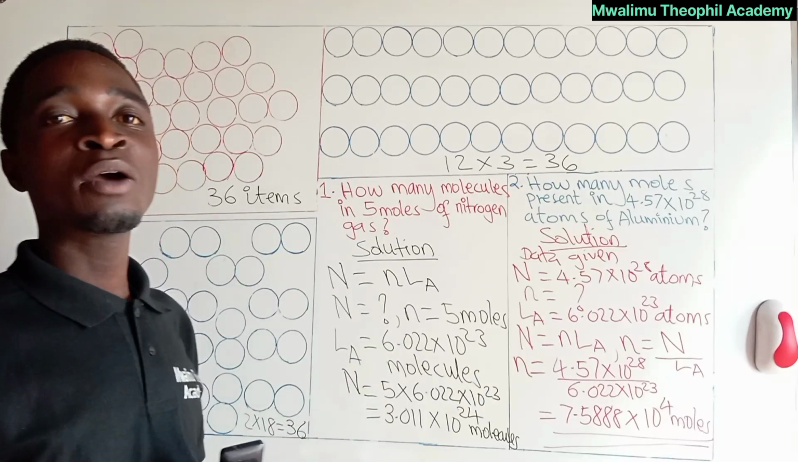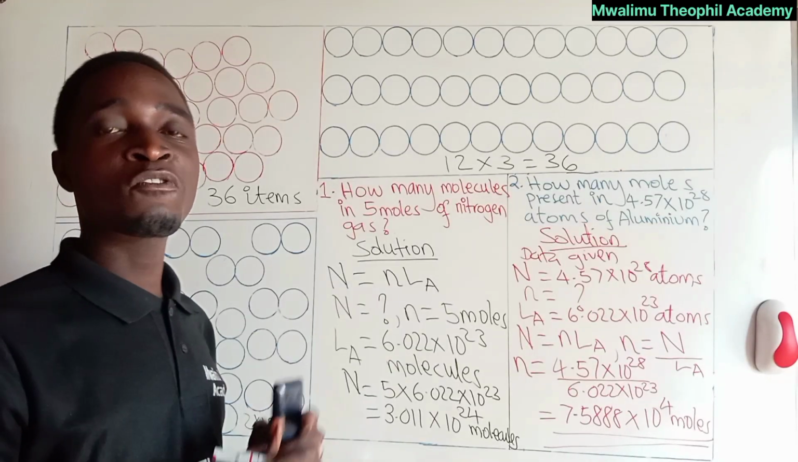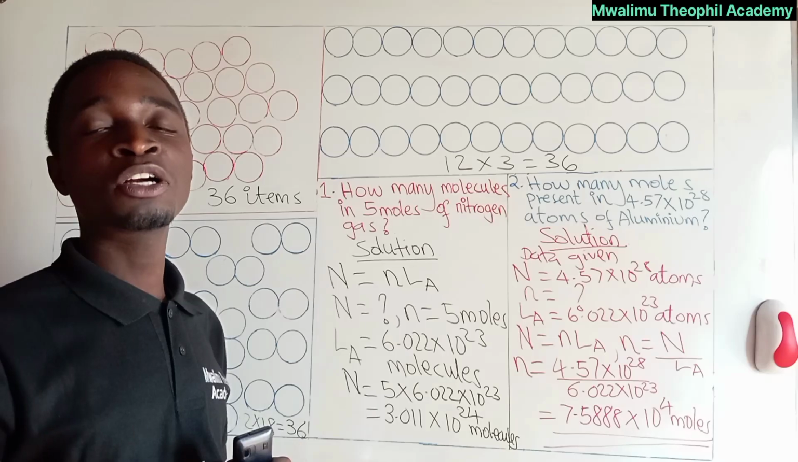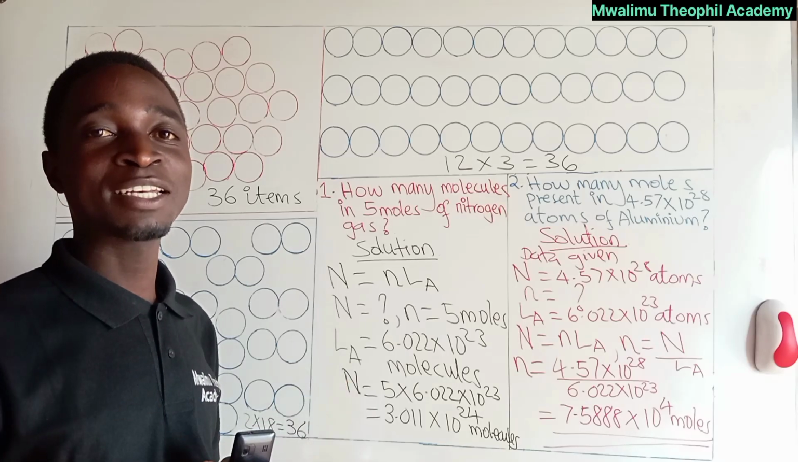This is the way we relate the number of particles, number of moles, and Avogadro's constant.